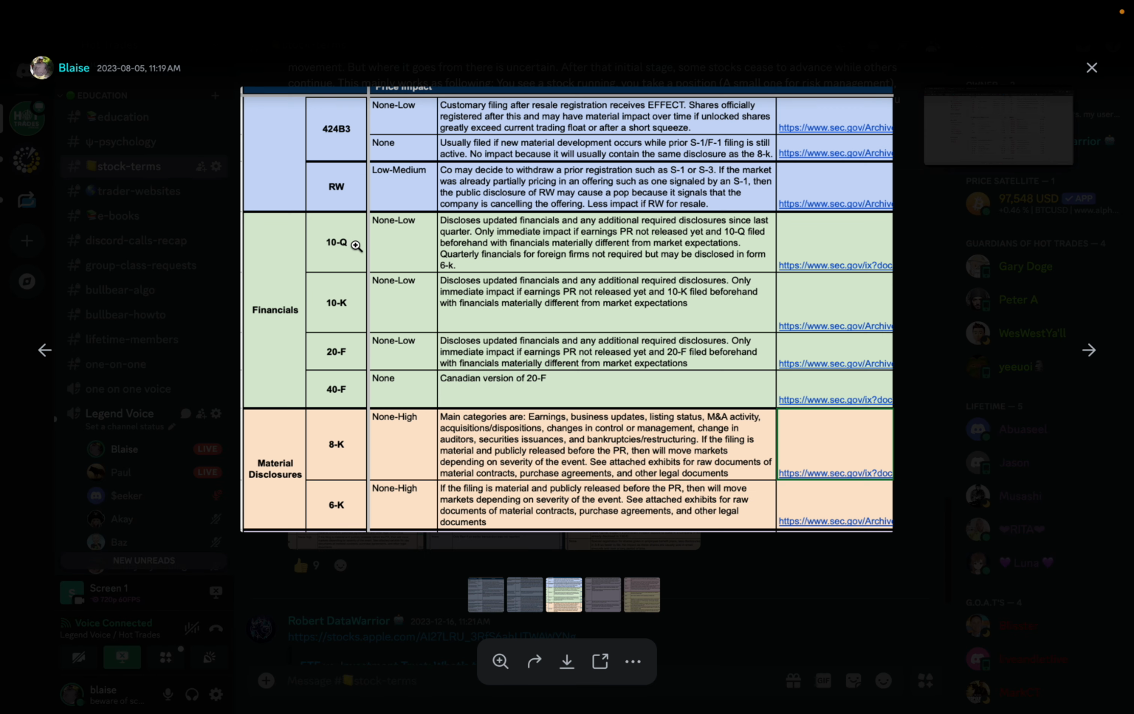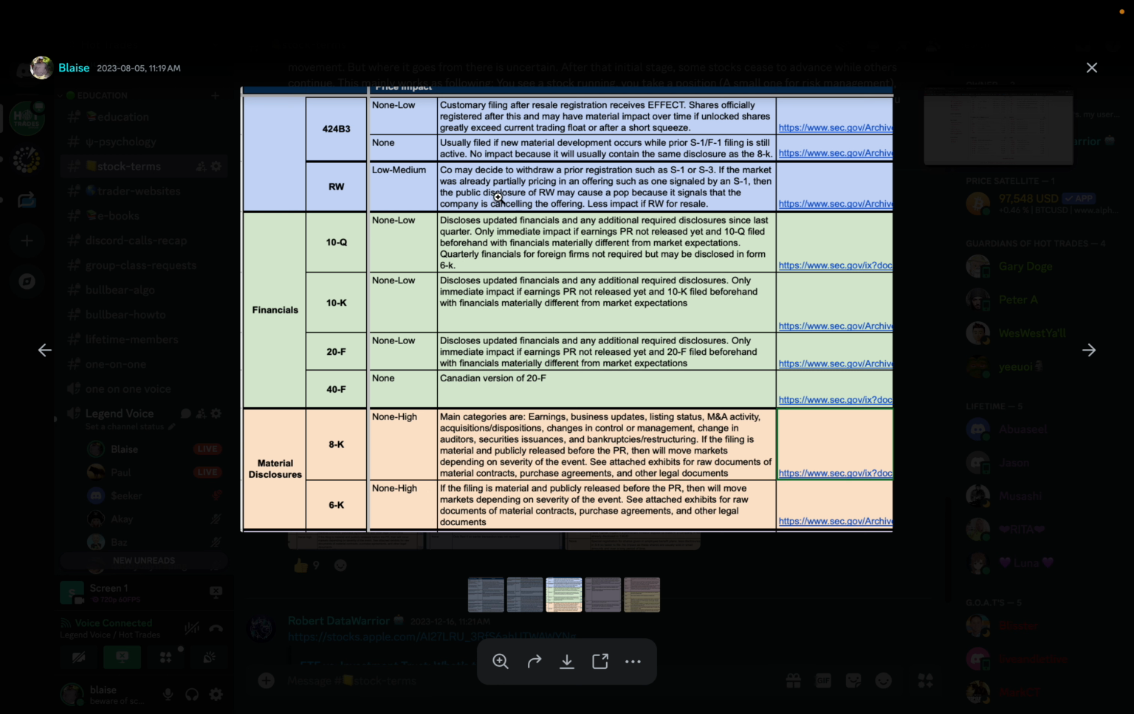Let's see, what's a 10K? A 10K discloses updated financials and any additional required disclosures since the last quarter. What's an 8K? Earnings, business update. What's a 6K? What's an RW? There was a time in the market where every stock that announced an RW would explode. I don't know if you remember that a few months ago, a whole bunch of companies were doing it. They would announce an offering, and then they would withdraw it. Yes, the RW is a withdraw of the offering.